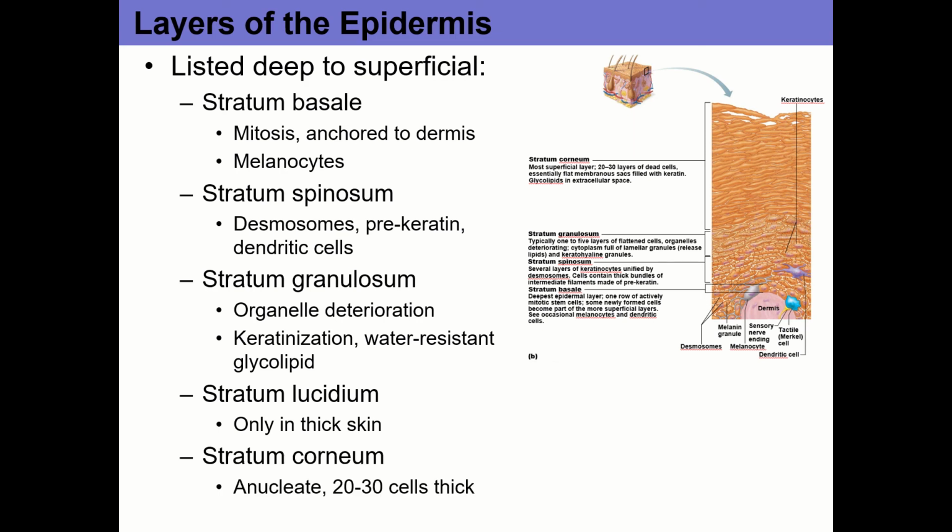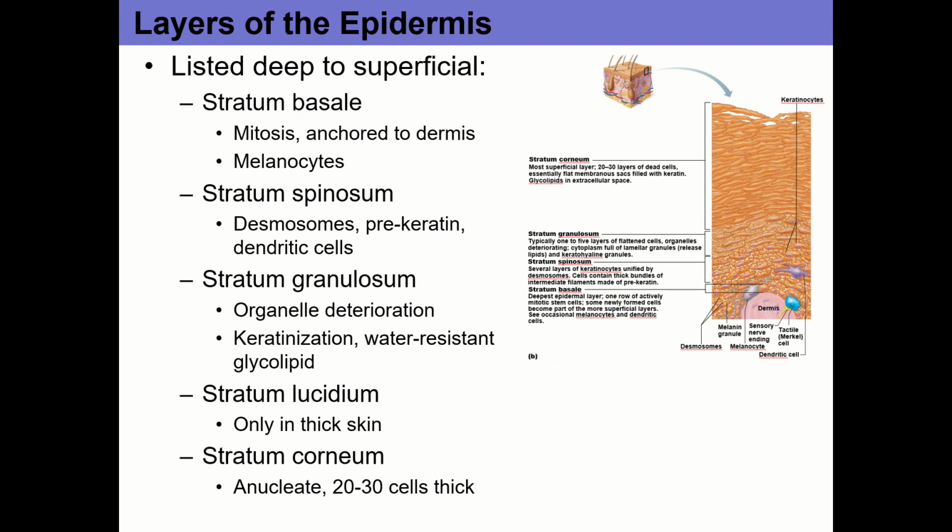Then the most superficial layer is the stratum corneum. Again, the cells are anucleate, so they don't have a nucleus anymore. That was part of that organelle deterioration in the granulosum. There are lots and lots of cell layers here, because we're going to be sloughing these dead keratinocytes constantly, so we have to have some backups to them. So lots of thickness there. It accounts for about 3/4 of the thickness of the epidermis, so the majority of our epidermis thickness is there.